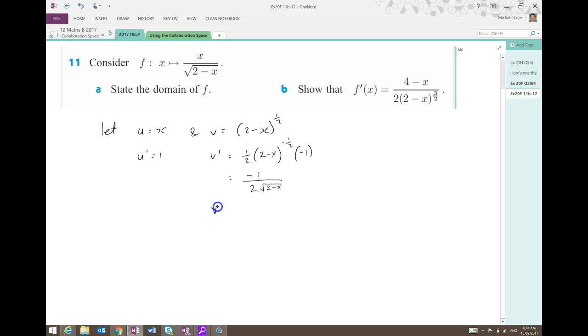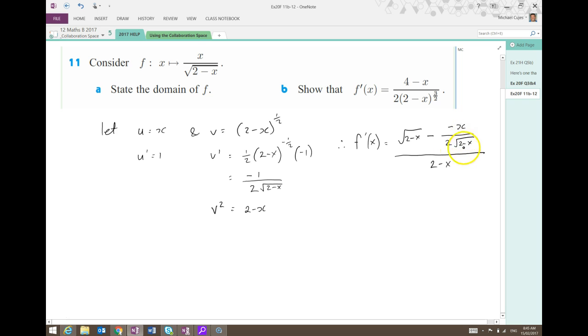What's the other thing I need? I need v squared. Well, squaring a square root, v squared is just 2 minus x. This shouldn't be too bad. So therefore, f dash of x, what's it equal to? It's equal to u dash v. So that's just the square root of 2 minus x. That's v. u dash, of course, was 1. Minus u, which is x, times v dash. So it's negative x, because I've got the 1 on top. So x times negative 1 is negative x over 2 square root of 2 minus x, all divided by v squared, which is 2 minus x.